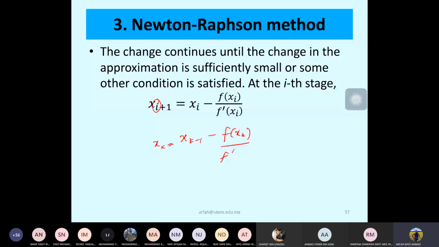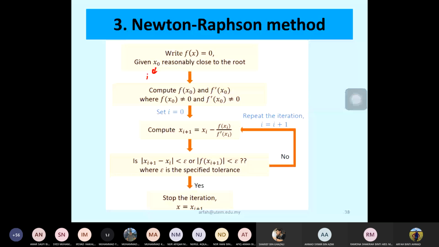Okay, so kita tengok yang ini dia punya algorithm. First, awak tulis apakah dia punya f of x equal to 0 given x naught reasonably close to the root. And then x naught ni awak punya initial guess. Okay. Initial guess. So letak je lah sebarang. Kalau awak letak dia very close to the root, your iteration will be very tak banyak. Iteration awak mungkin akan jadi awak buat iteration 3-4 kali je dah dapat dia punya solution.